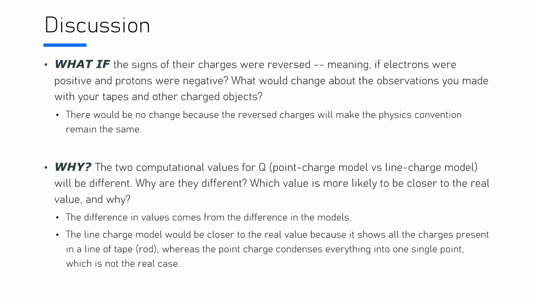To finish up, we have the answers to our additional questions. What if the electrons were positive and the protons were negative? In this case, there would be no change to our observations or results because the physics conventions remain the same.